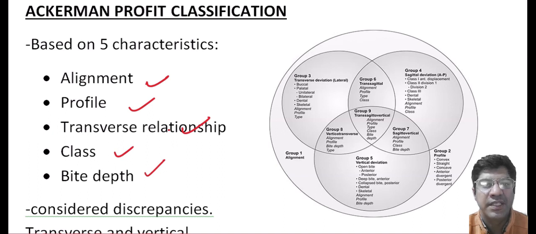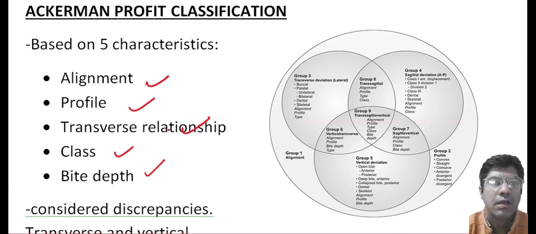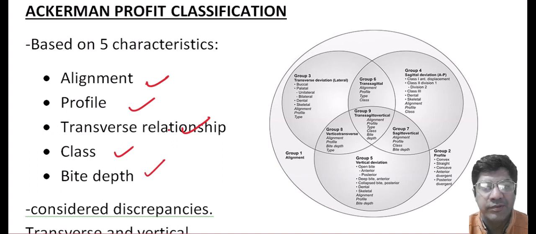Third is the transverse relation. It involves assessing the side-to-side relation of the teeth. So it examines both the skeletal and the dental relationship. The class refers to the sagittal relationship of teeth. Using the Angle classification, they can be class 1, class 2, or class 3. So it helps to differentiate between skeletal and dental malocclusion.